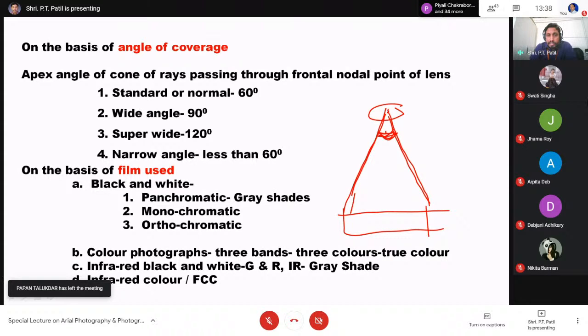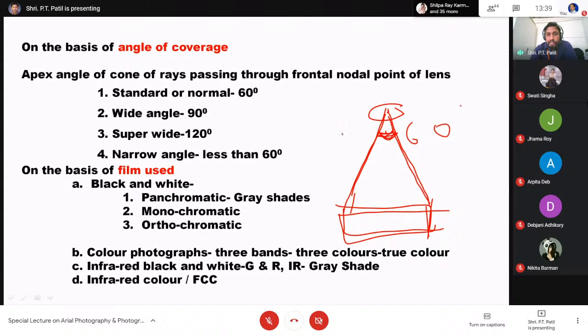So if the apex angle is 60 degrees, that 60-degree angle is generally associated with the normal coverage, which we call a standard aerial photograph, which are 23 by 23 or 70 by 70 vertical photographs. They are generally normal angle aerial photographs. The instantaneous field of view covered with these standard angle aerial photographs is nothing but the standard aerial photograph. So the area we survey with exactly vertical standard aerial photographs, 23 by 23 or 70 by 70, are known as standard angle aerial photographs. Generally, the apex angle of the cone of rays is 60 degrees.